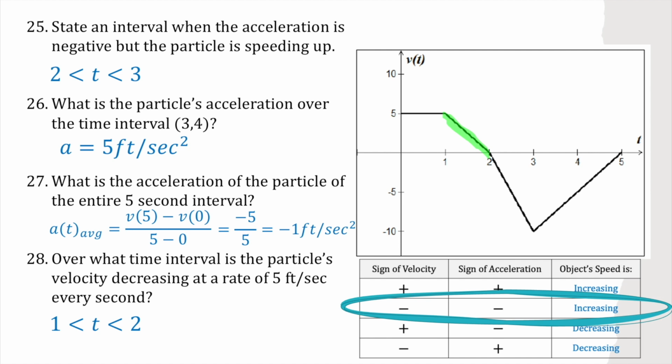It takes practice to be able to learn how to read a velocity graph. So it might be worth watching the video again, finding some practice problems, but once again, this is math, so practice makes perfect.